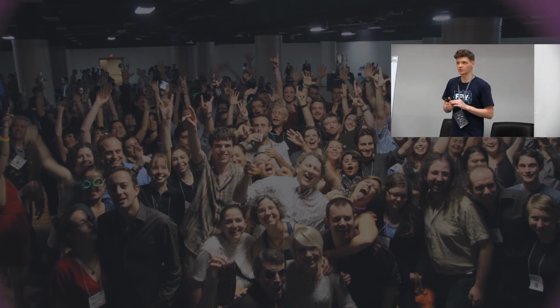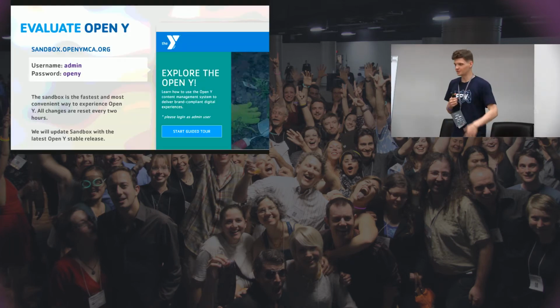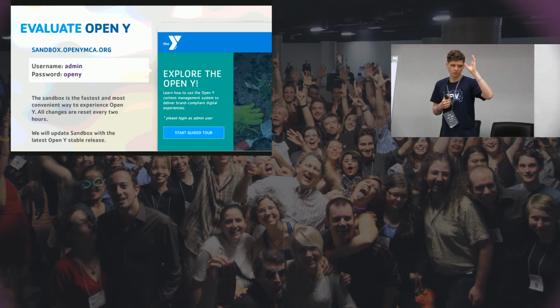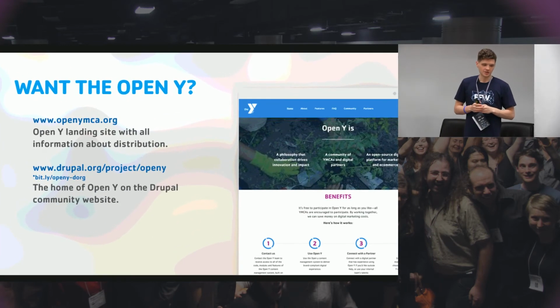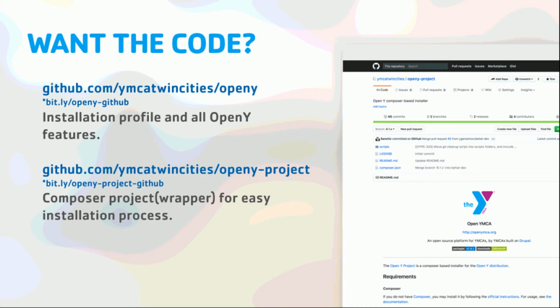And in case we take a look at OpenY today, first of all, there is a sandbox, sandbox.openymca.org. It's available, username admin, password open. Do whatever you want there, try to ruin the website, and in 1 hour we will rebuild the sandbox, so that's fine. Also, we have the landing page, openymca.org, with a list of all technology partners, a list of all YMCAs, also a page on Drupal.org, but that's just a mirror of our GitHub. On GitHub, we have OpenY, that's the installation profile itself.